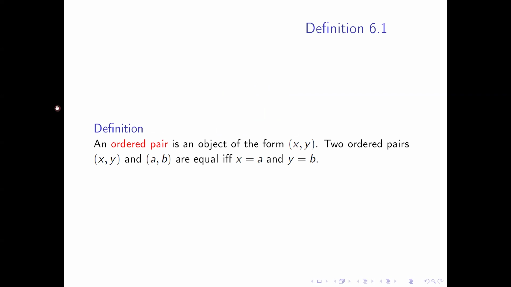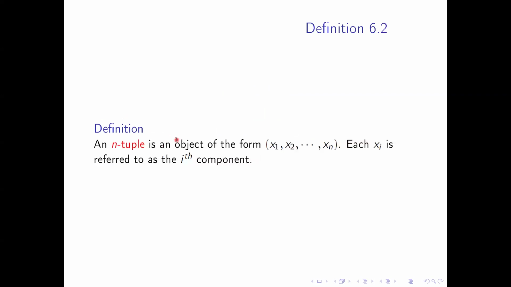Two ordered pairs are equal if and only if the components, or coordinates, or their corresponding terms are equivalent. So we then up this, we call this an n-tuple. Sometimes this is called a vector, where we're just talking about x sub i being the ith component.